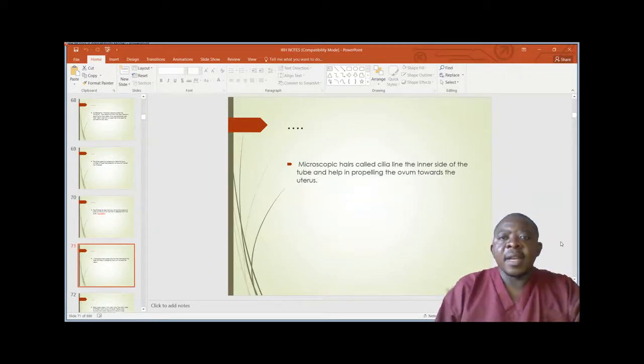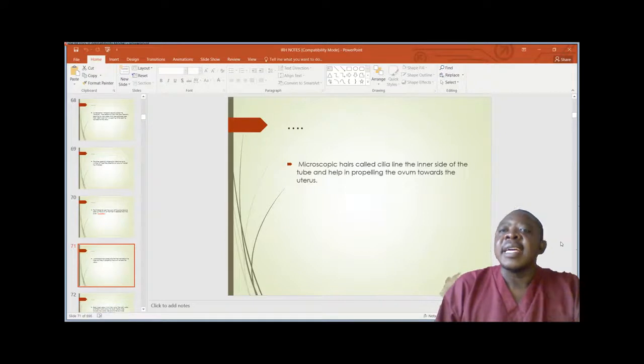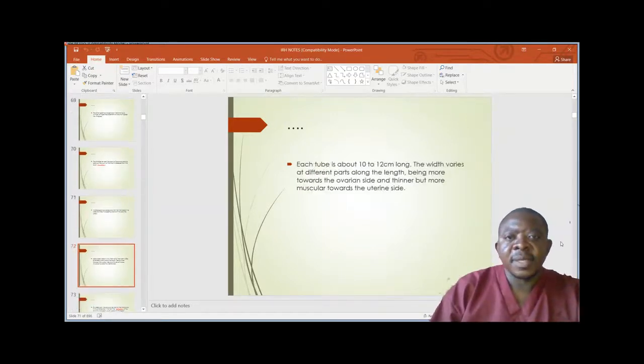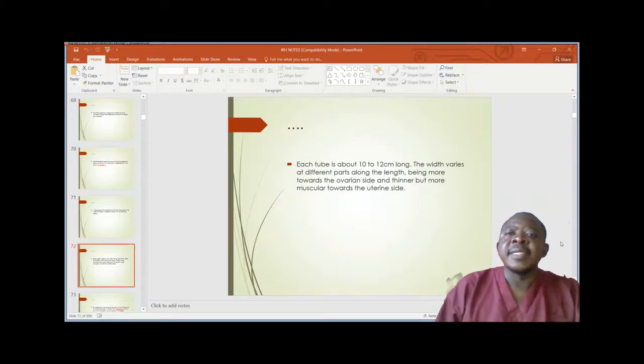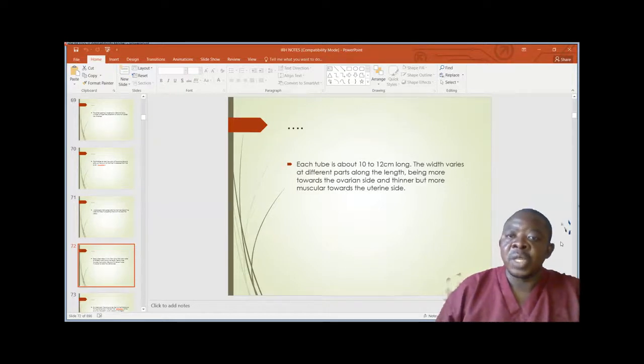Microscopic hairs called cilia line the inner side of the tube and help in propelling the ovum towards the uterus. Each tube is about 10 to 12 centimeters long. The width varies at different parts along the length, being more towards the ovarian side and thinner but more muscular towards the uterine side.